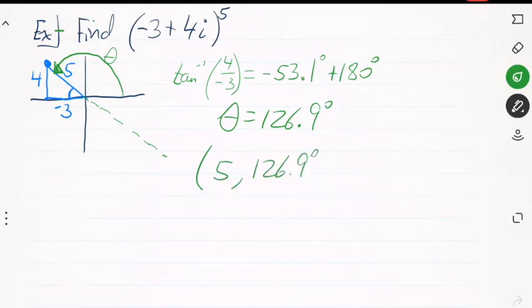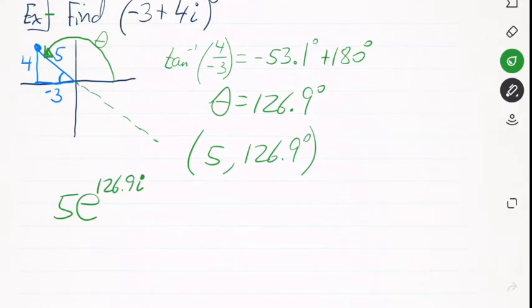All right, so polar form is going to be 5, 126.9 degrees. I'm going to skip trig form and go right for Euler form. Euler form is going to be 5e to the 126.9i. All right, now this is the negative 3 plus 4i. So what we need to do to negative 3 plus 4i is raise it to the fifth power.